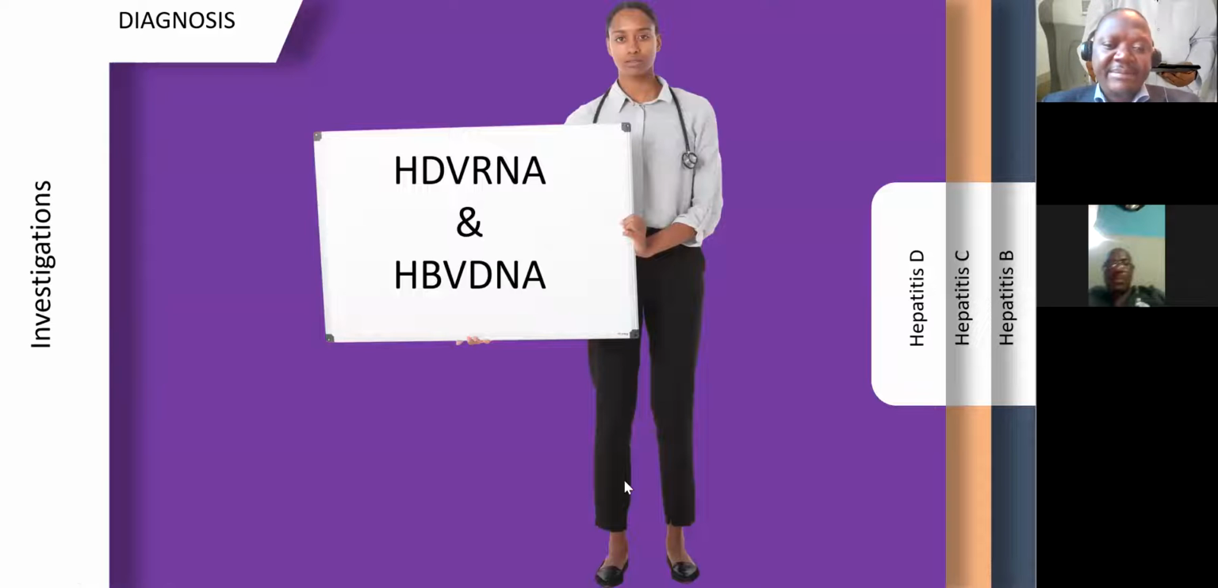For hepatitis D, the test that will give you definitive information is HDV RNA, but of course, again, the HBV DNA is important because D infection does not occur without a B infection.